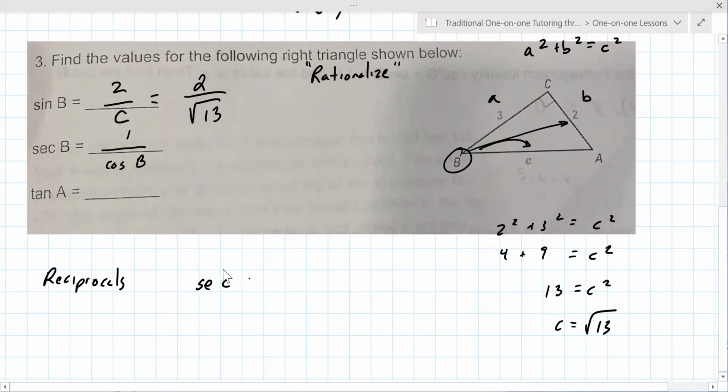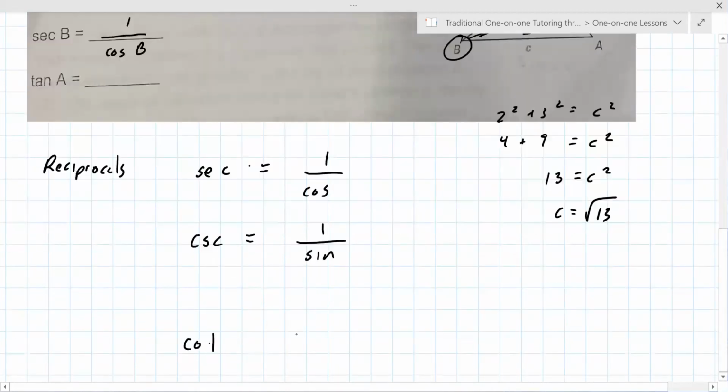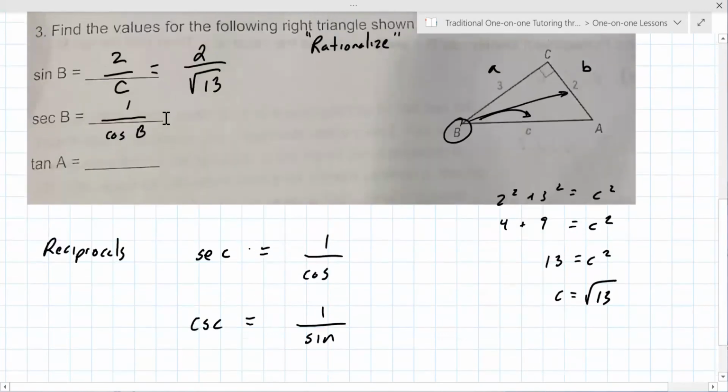So the secant is one of the reciprocal relationships. It's 1 over cosine. And then cosecant is 1 over sine. And then the last one is cotangent. It's 1 over tangent. Have you seen those? Yes. Because that is coming up here. Okay. So secant is 1 over cosine. So you can literally just do cosine and then flip it. So cosine of B is the adjacent over the hypotenuse, which is the square root of 13. But you can just flip it. You can flip this bottom fraction, square root of 13 over 3.